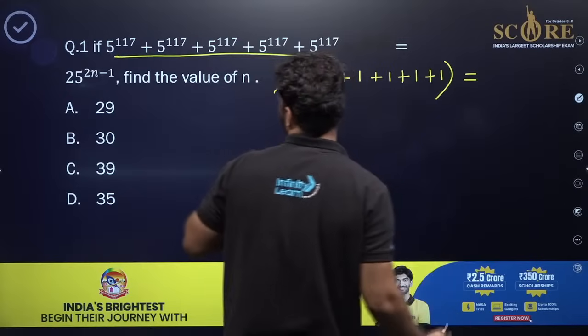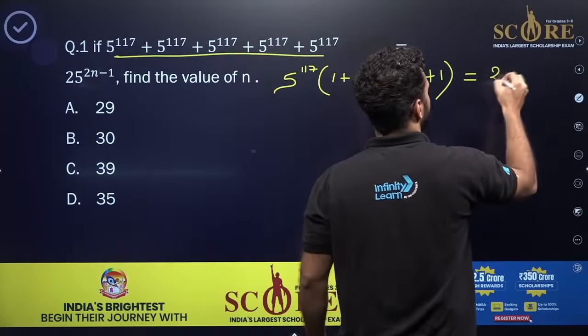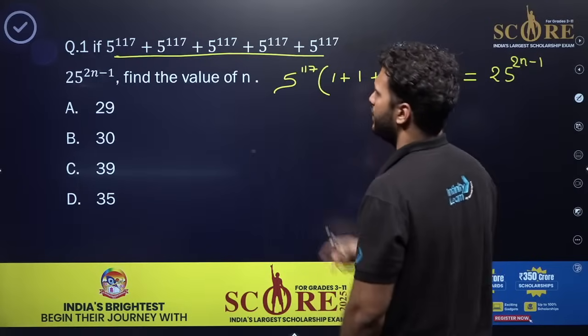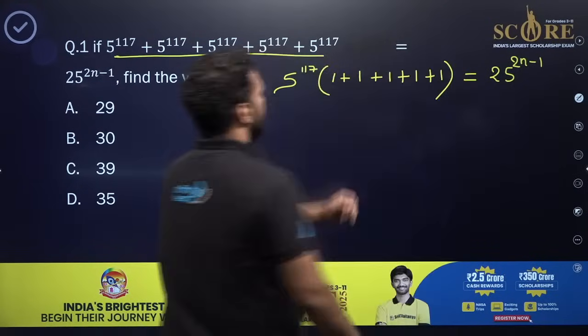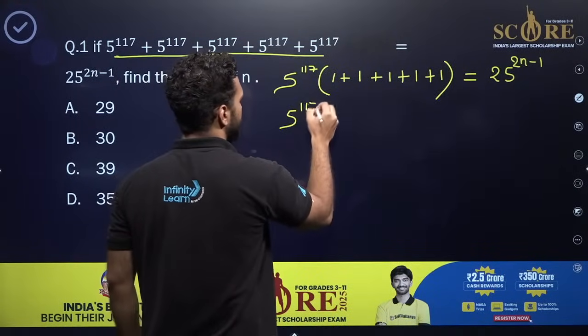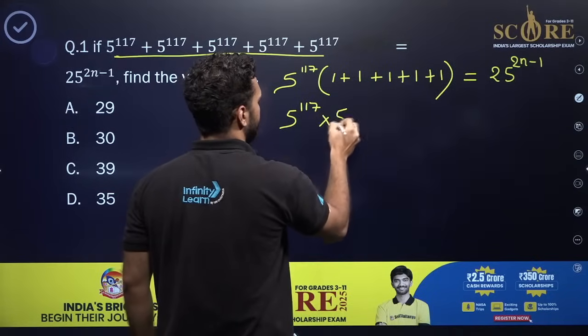And this is given as 25 to the power 2n minus 1. And what we have to find? Sir, find the value of n. Okay, now solve this part. What is this? Sir, 5. 5 to the power 117 multiplied by 5. Okay.